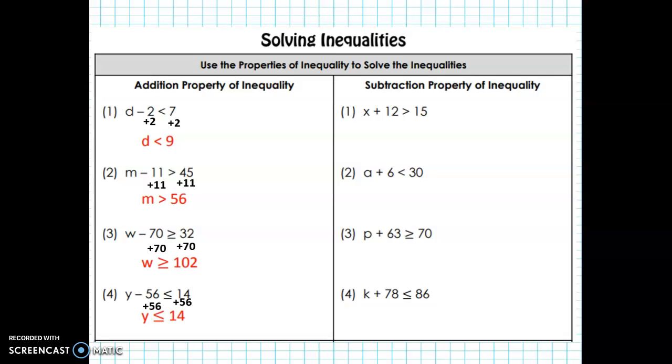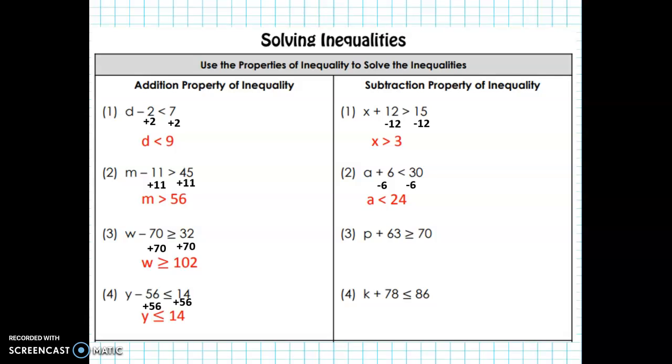x plus 12 is greater than 15. We're going to subtract 12 from both sides of the inequality, and this leaves us with x is greater than 3. a plus 6 is less than 30. We're going to subtract 6 from both sides of the inequality. This leaves us with a is less than 24.